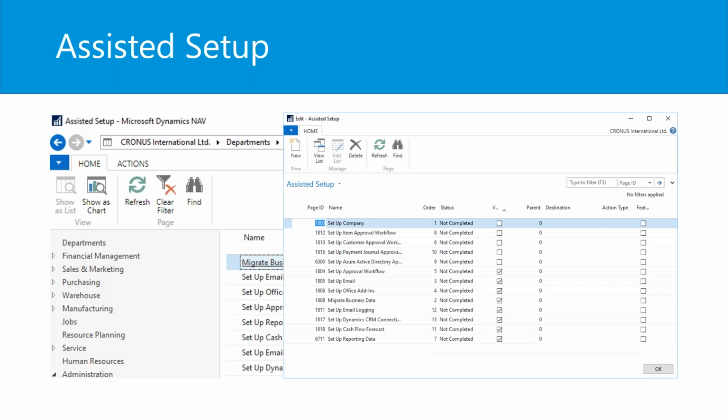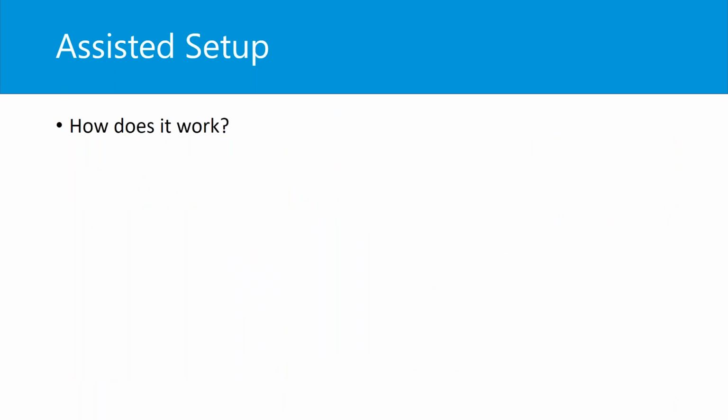And behind the scenes, there is a page in there, the assisted setup page, and also, of course, a table where you can determine what will happen if a user selects one of those links. And the idea is actually also that when you provide new functionality, for example, you're building an extension or an add-on, an ISV solution, or anything in the application, that you hook into that functionality.